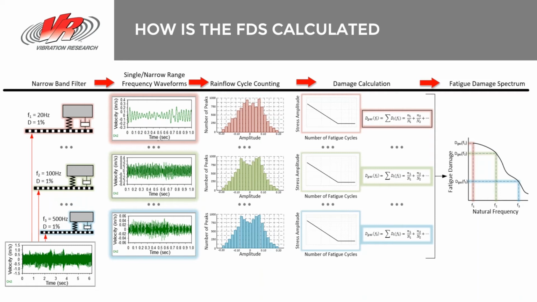So as long as I'm using the same analysis parameters, I can compare in the damage domain. Once I have a damage number for that frequency, I move on to the next frequency all the way through my analysis range and end up plotting that on a graph to give me a fatigue damage versus frequency graph, which is that fatigue damage spectrum. This process is entirely automated in VibrationView, and we will see that once we get into the example.